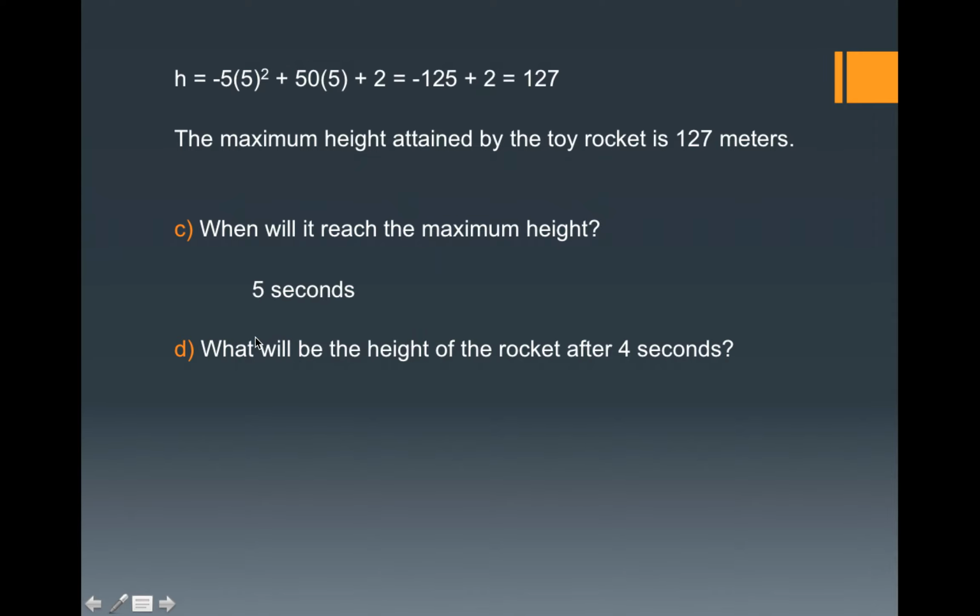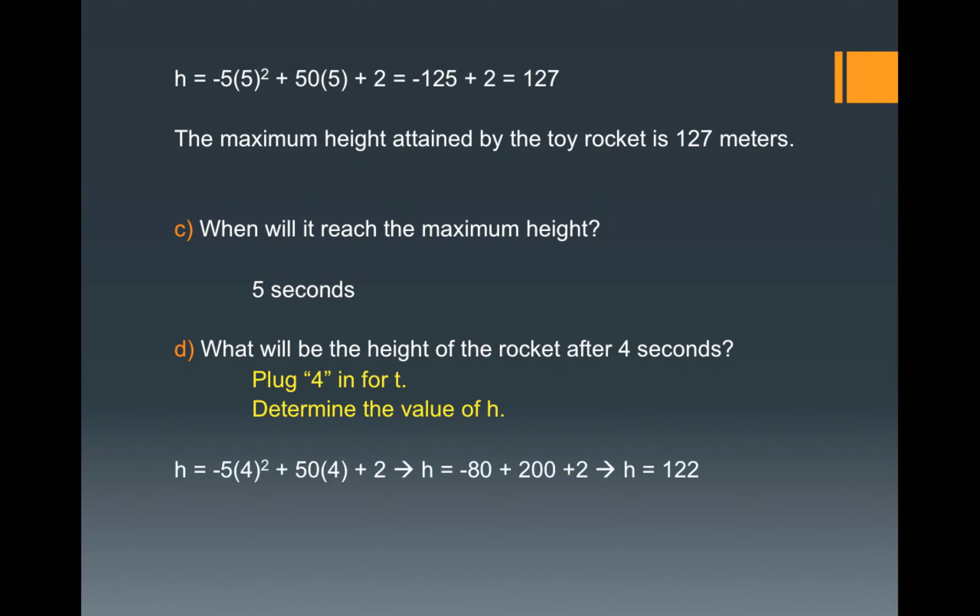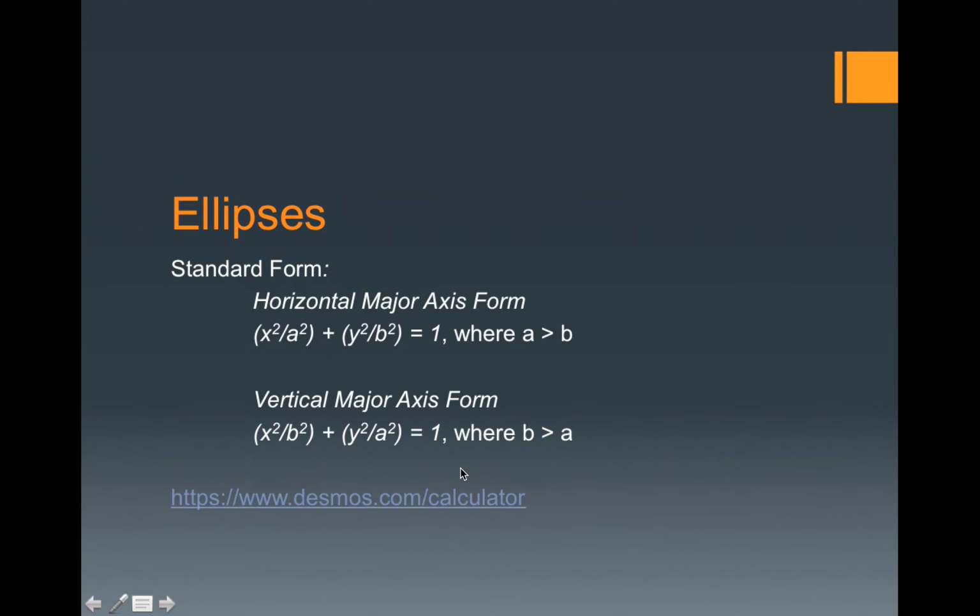And finally, what will be the height of the rocket after 4 seconds? All we have to do now is replace t with 4 in the original equation, and we find that h equals 122. So the rocket will be 122 meters high after 4 seconds.